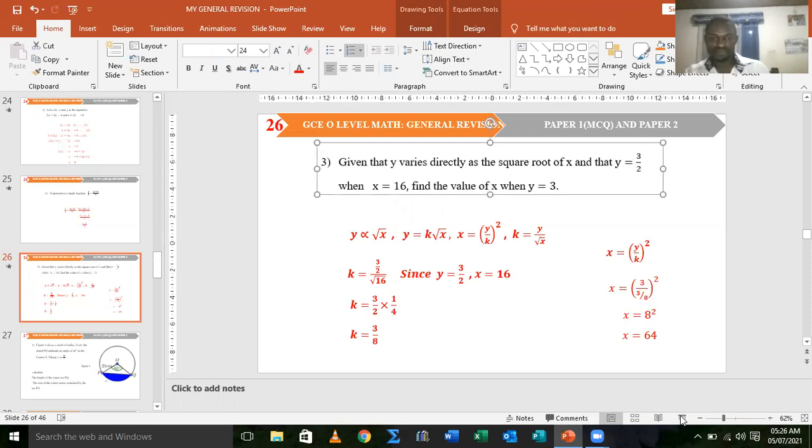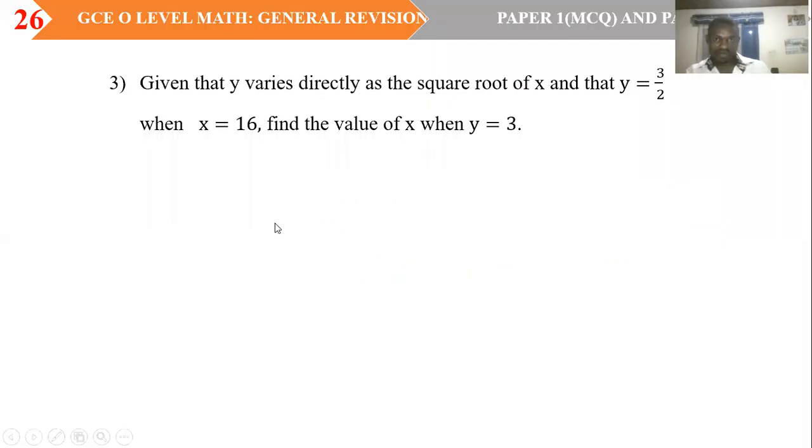Good. We continue. Y varies directly as the square root of x is written as y linear with the square root of x. This variation is changed to y equals k root x. And if we make x the subject, we have x equals y over k all squared. And if we make k the subject, we have k equals y over root x.